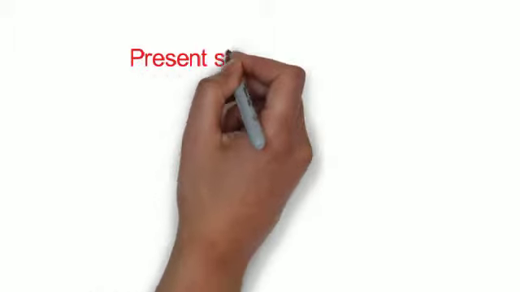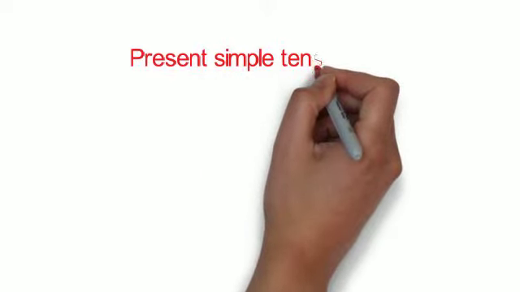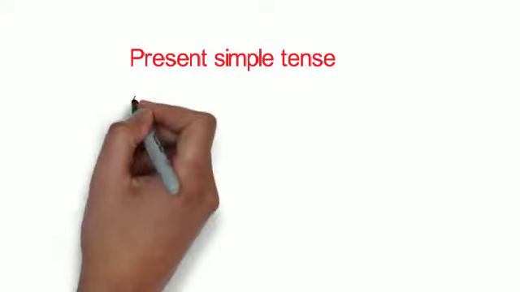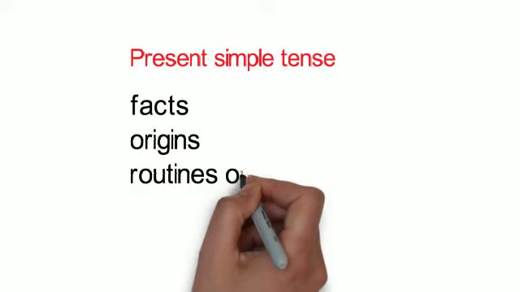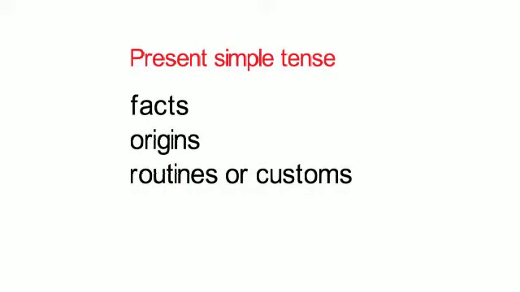First, let's review the present simple. In English, we use the present simple tense to talk about three things: facts, origins, and routines or customs. Let's look at a few examples. First, facts. Facts are things that are true.